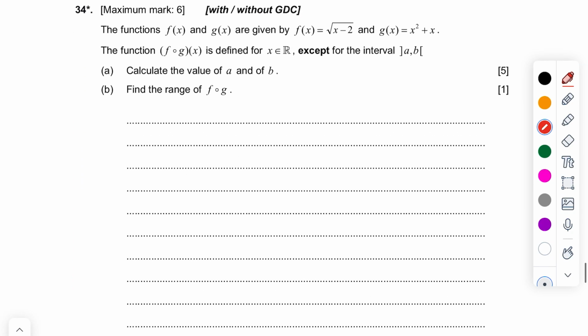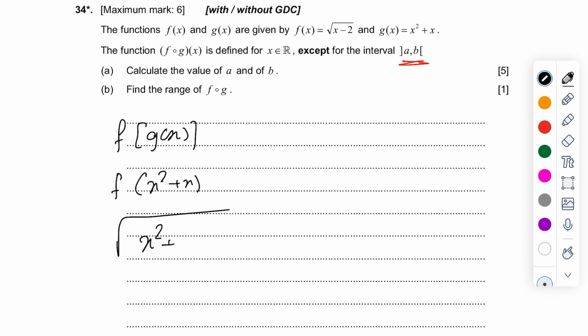Question number 34. The functions f of x and g of x are given. The function f circle g of x is defined by this one. Find the values of a and b. So f of g of x. What is g of x? g of x is x squared plus x. Now what does that become? Square root of (x squared plus x minus 2). Now what is this?